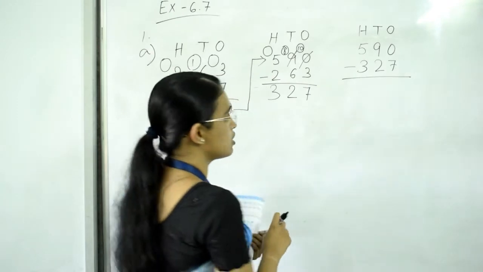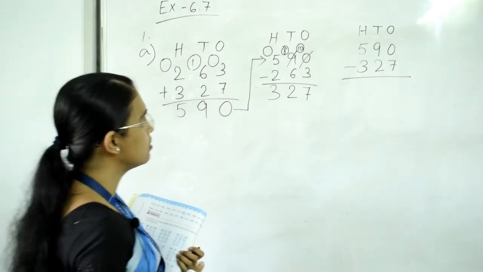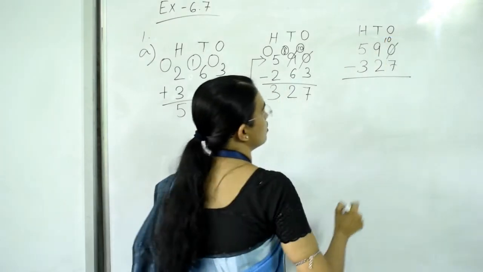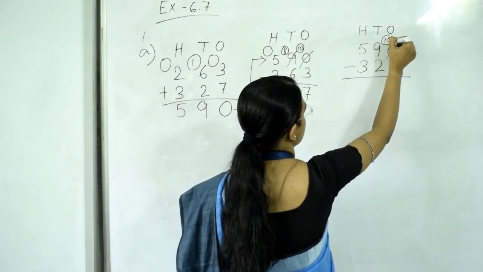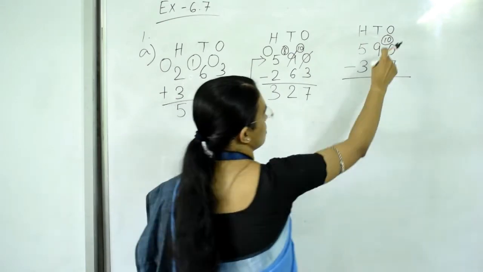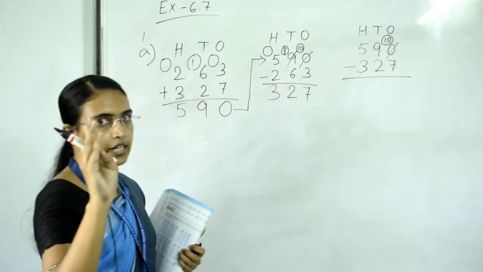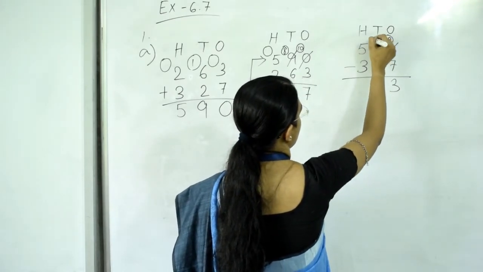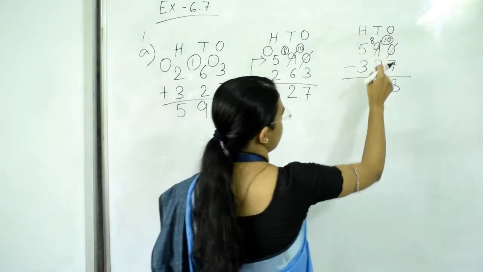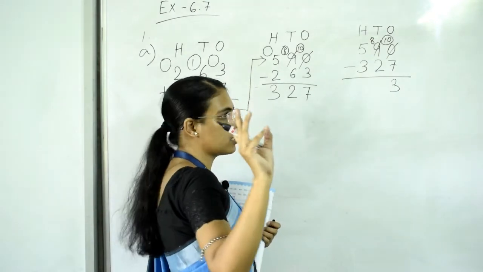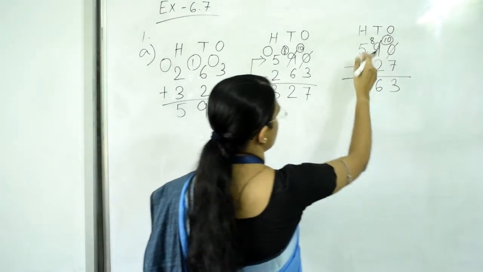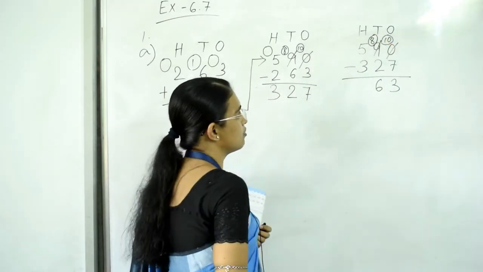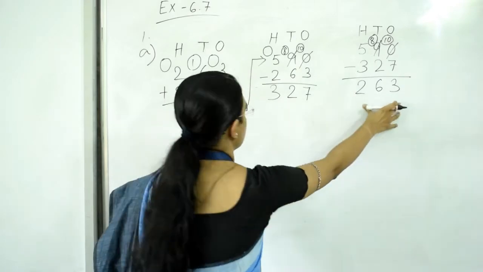Now first we have to check which one? Ones place. So 0 becomes 10 in the ones place because 7 is bigger than 0. So 10 minus 7 is 3. This carry will go there and it becomes 8. So 8 minus 2 is 6. There is no carry. Now 5 minus 3 is 2. So we got the answer 263.